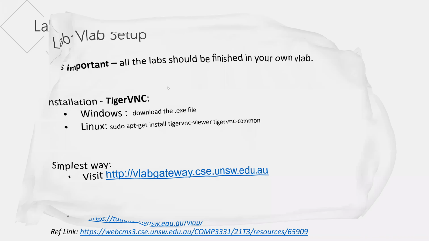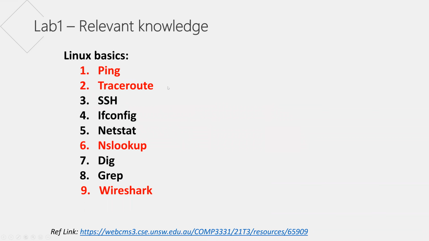Let's go to the content of lab 1. Today we are going to have a look at a lot of Linux basic commands, including ping, traceroute, nslookup, and probably dig and grep. I specify some commands with the red color because they are very important in the future. If you don't know what that is, you can search on the internet and try to use it by yourself.